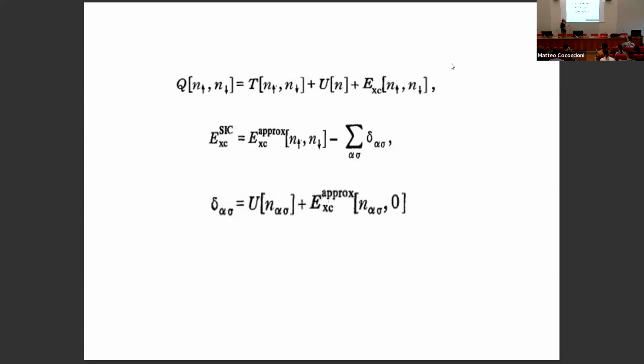By removing this error, which is basically the error that you make at the single particle orbital level if you use an approximate exchange-correlation, in principle you are self-interaction free. But you end up with a functional that depends explicitly on which orbital you decide to occupy, and it is complicated. But let's say this is the problem that it is trying to solve.